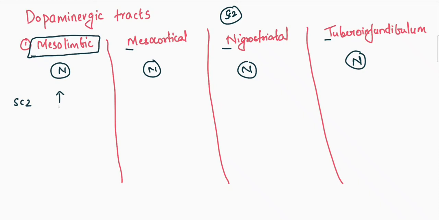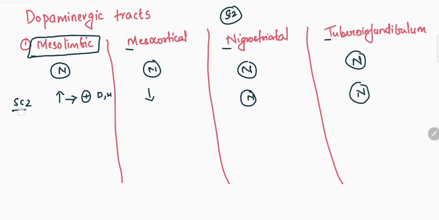And this causes positive symptoms in schizophrenia. Now, what are the positive symptoms in schizophrenia? These are delusions and hallucinations. Now in the mesocortical tract in schizophrenia, what happens? The dopamine levels will decrease. And in the other two tracts, nigrostriatal and tuberoinfundibular, the dopamine levels remain normal.